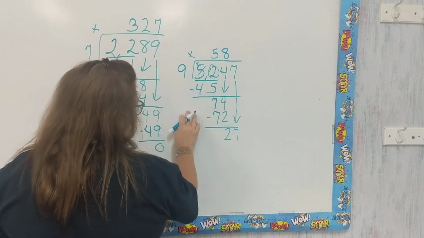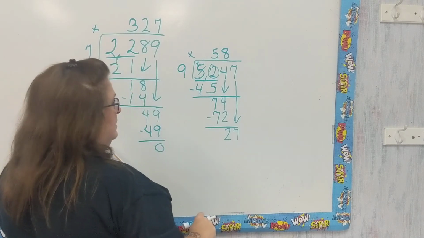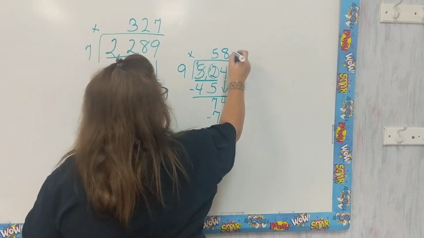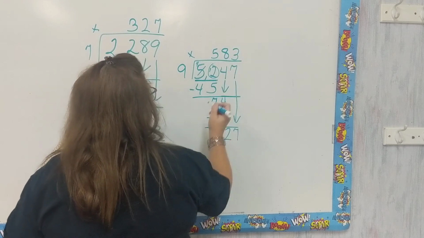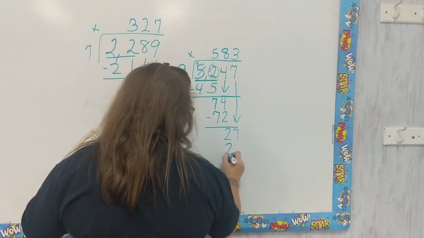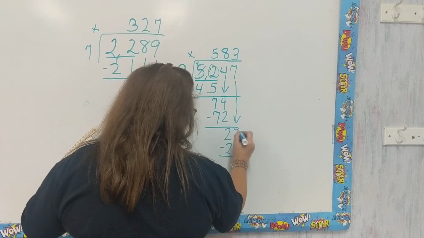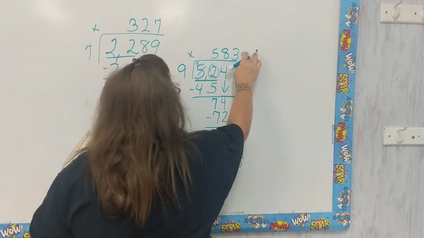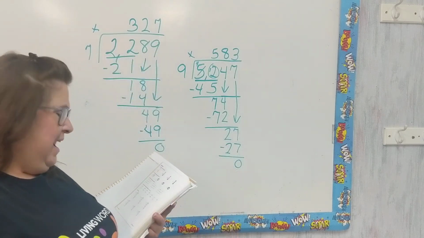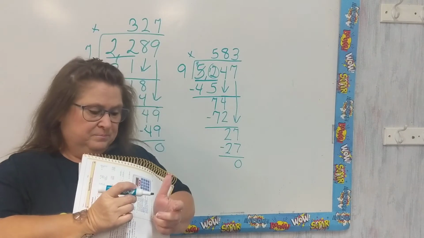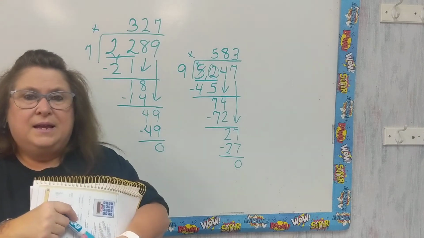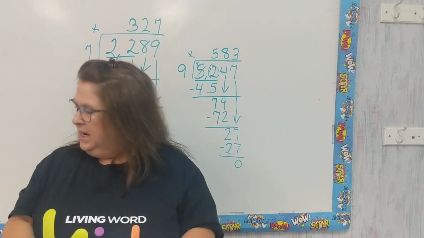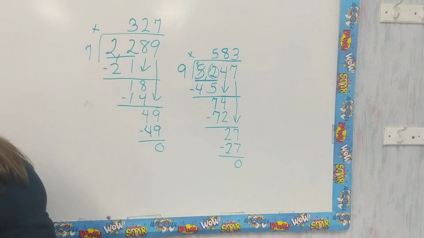How many times will 9 go into 27? 9, 18, 27. That's 3 times. We multiply. 9 times 3 is 27. We subtract. 27 minus 27 is 0. There's not anything else to bring down. So our quotient is 583. Okay? So you are going to go ahead and complete pages 13 and 14 on your own.